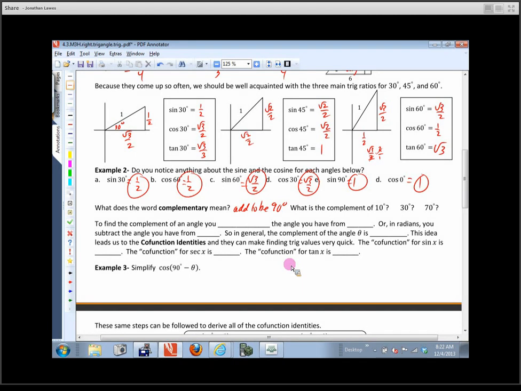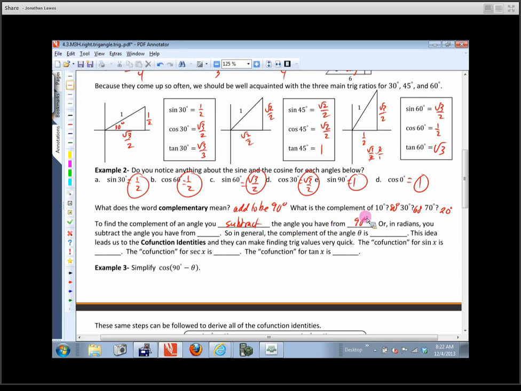That would be complementary. So the complement of 10. What's the complement of 10? 80. What's the complement of 30? 60. Complement of 70? 20. Okay, how are you getting that every single time? I mean, those are pretty easy questions. How do you find the complement of an angle? Okay, we'll say it the right way. We take 90 and we subtract that. So to find the complement of an angle, you subtract the angle you have from 90 degrees.